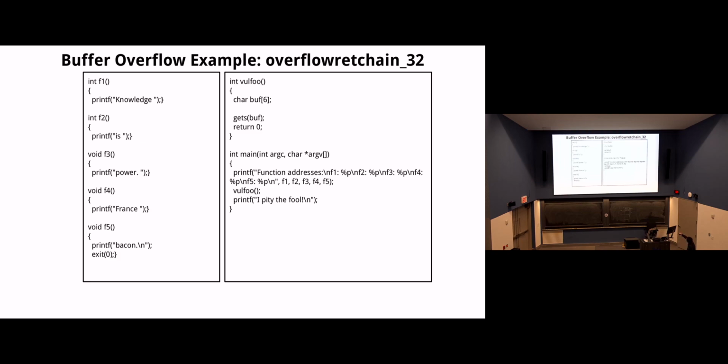This is our vulnerable function, the valfoo, the same. Buffer of 6 bytes, gets. The main function prints out the addresses of 5 functions here. And we are going to chain those functions. Each of those functions will just print a word.